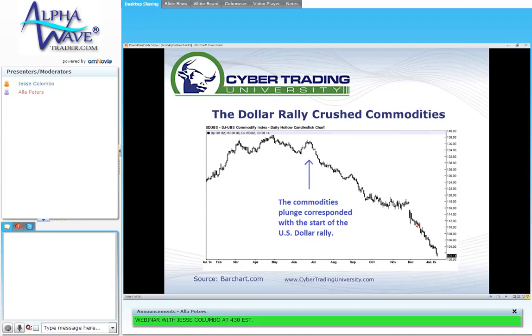So you have a very high weighting in this index of oil. You also have corn, you have wheat, you have copper. You have the whole gamut of commodities that are actively traded included in this index, and it's nice because it shows you what the overall commodities markets are doing. And you'll notice that the commodities plunge corresponded with the start of the US dollar rally. Just going to show you again, see?